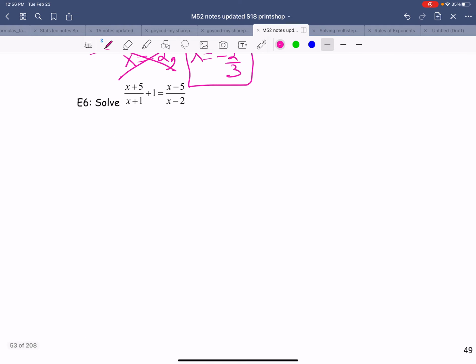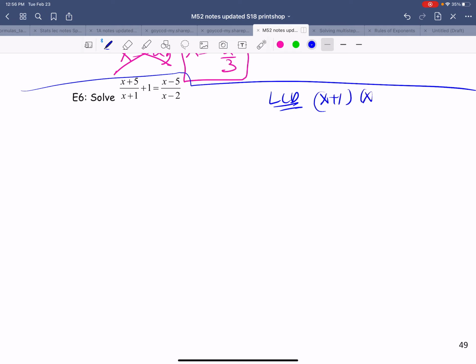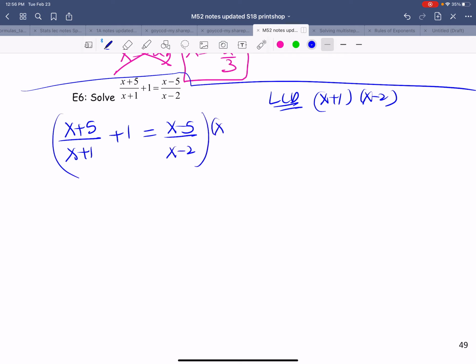Right, let's look at the next example. x plus 5 over x plus 1 equals x minus 5 over x minus 2. So what's my LCD in this case? Again, let's start by thinking about the LCD. The LCD would be x plus 1 times x minus 2. So I'm going to multiply the entire equation, both sides, with x plus 1, x minus 2.